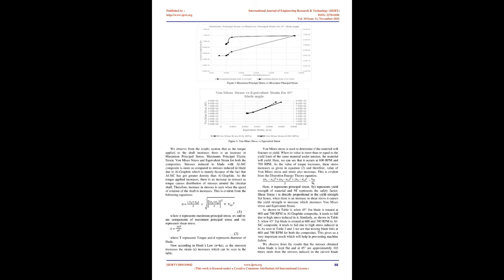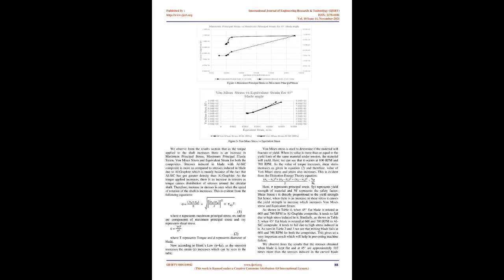V. Results and discussion. The results obtained were tabulated and graphs were plotted to understand the results in a better way. Graphs reveal a trend which must be understood when using the machine for better results. We observe from the results section that as the torque applied to the shaft increases, there is an increase in maximum principal stress, maximum principal elastic strain, von Mises stress and equivalent strain for both the composites.